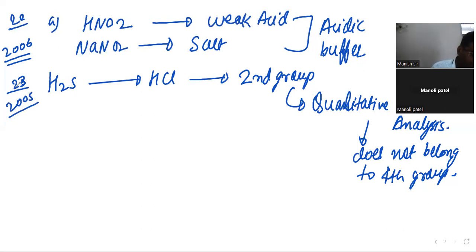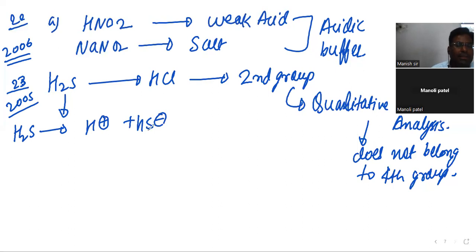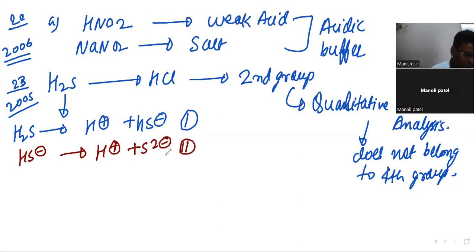So see the next explanation now. When H2S dissociates, it forms H plus plus HS minus, and it will dissociate two times, right? Why? Because two hydrogens are there. So again HS minus dissociates, forming H plus plus S2 minus, in the second step. In the presence of HCl, which is also there, HCl dissociates to form H plus plus Cl minus.